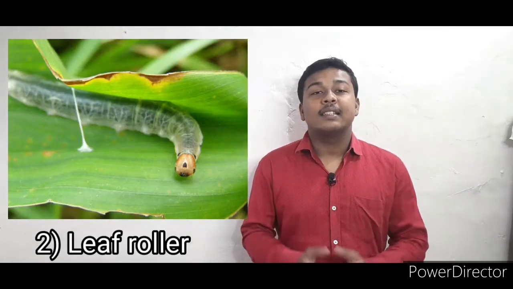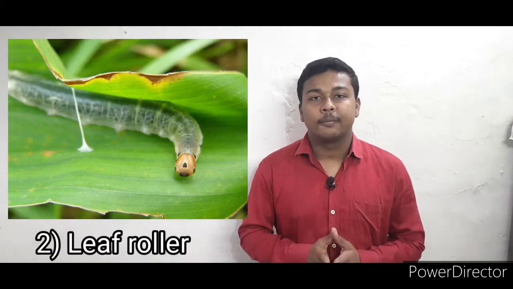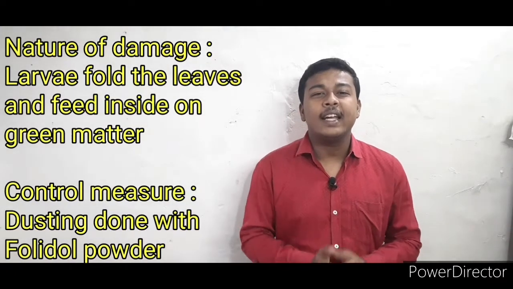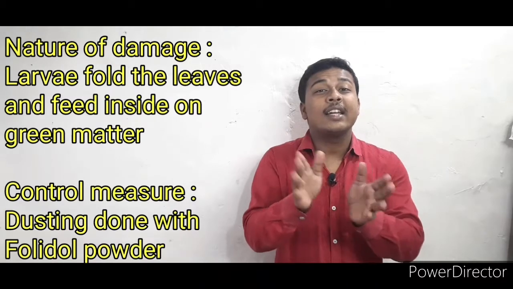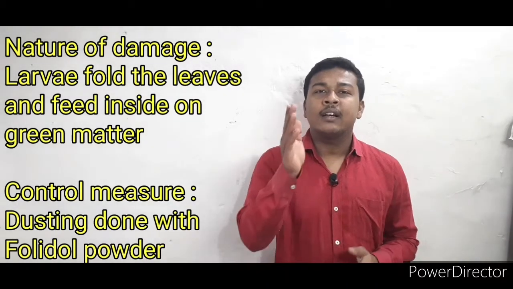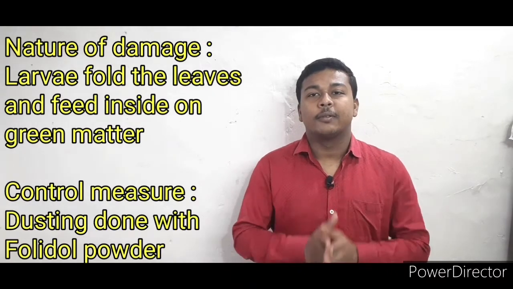Now the next pest is the leaf roller. In this, the larva folds the leaf and feeds inside on the green matter. And to control this, dusting should be done with the Folidol powder.